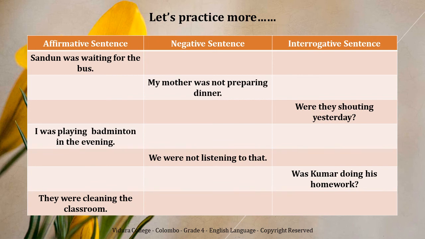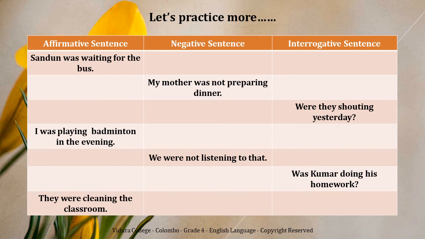Fourth one, I was playing badminton in the evening. Negative sentence, I was not playing badminton in the evening. Interrogative sentence, was I playing badminton in the evening? Fifth one, there I have given you the negative sentence. You have to write the affirmative and the interrogative sentence. We were not listening to that. Affirmative sentence, we were listening to that. Interrogative sentence, were we listening to that?